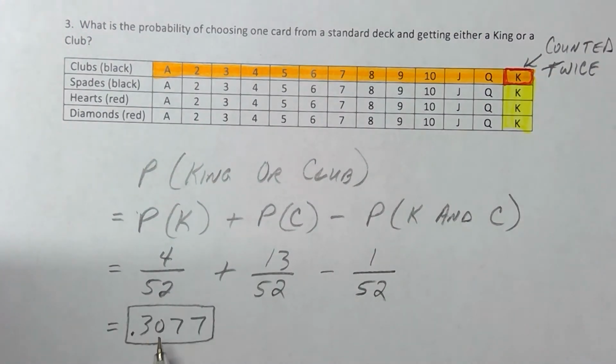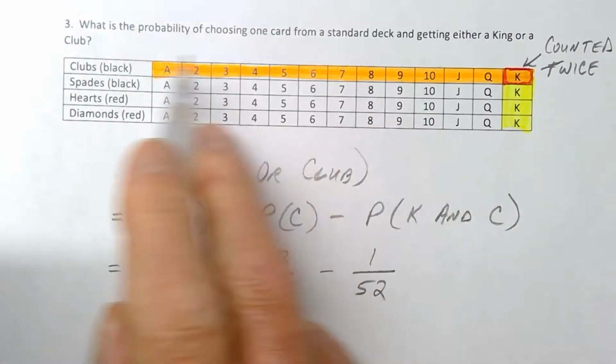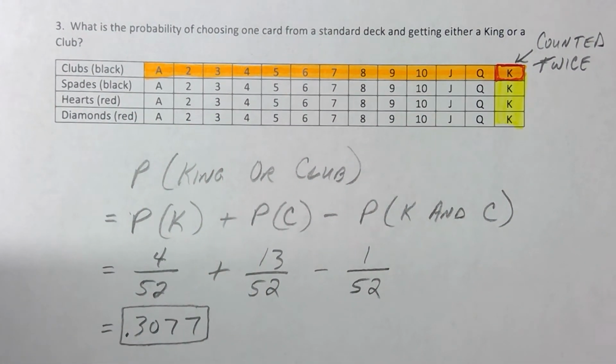Right, so we wound up at 0.3077. That rounds up to about 31%. So the chance of winning this game, if we get a prize for drawing either a king or a club, we have about a 31% chance of doing that. Not a great percentage.